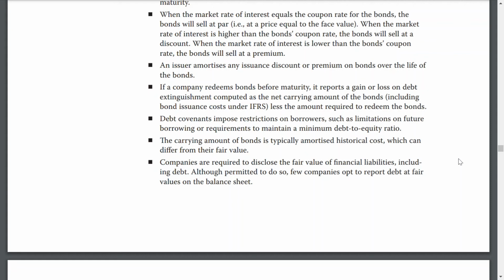Debt covenants impose restrictions on borrowers, such as limitations on future borrowing or requirements to maintain a minimal debt-to-equity ratio. Companies are required to disclose the fair value of financial liabilities, including debt. Although permitted to do so, few companies opt to report debt at fair value on the balance sheet.